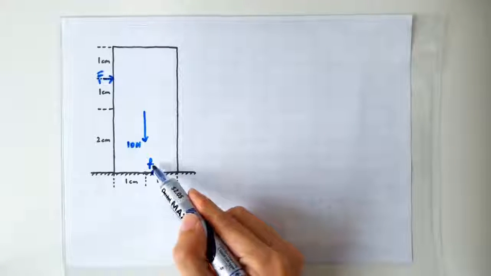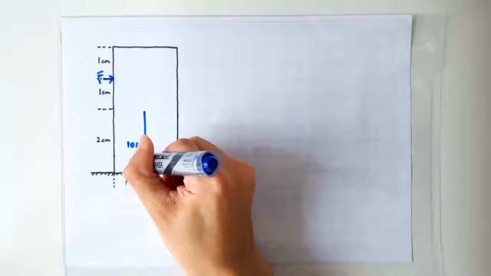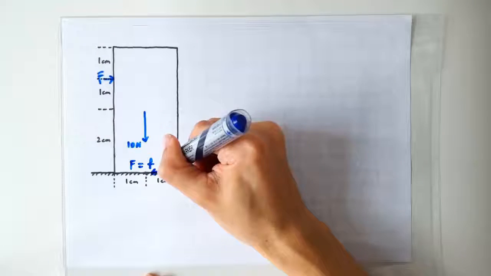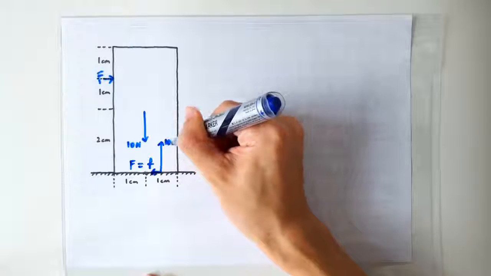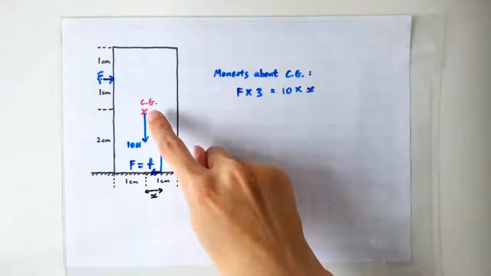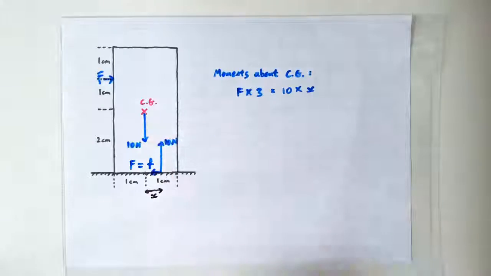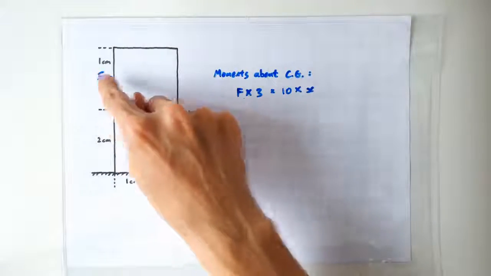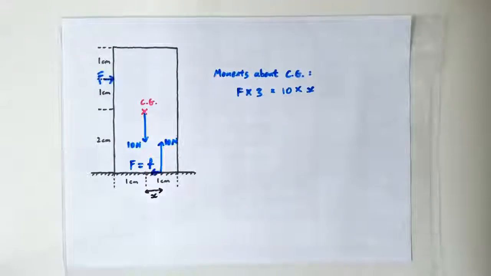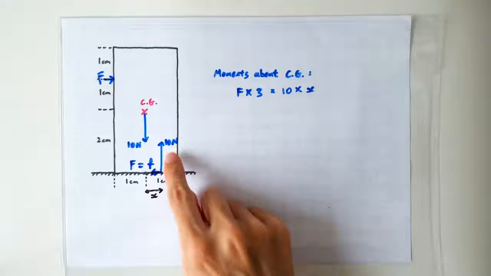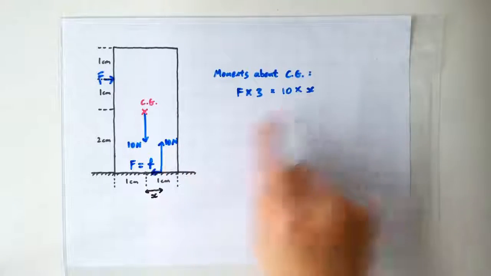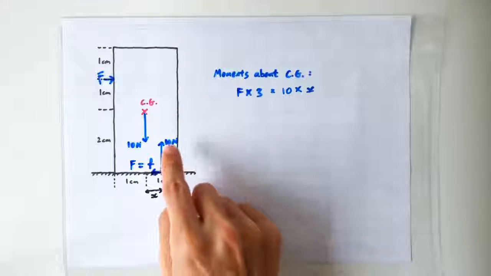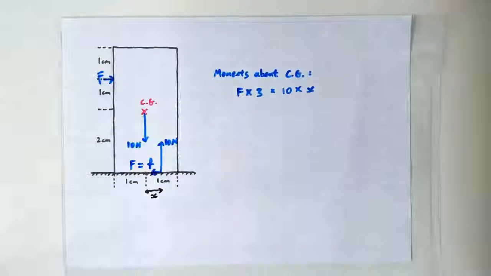In fact, the magnitude of this frictional force must be exactly equal to F. To support the weight of the block, there has got to be a 10 Newton normal contact force acting on the block as well. If we take moments about the CG of the block, then we have the clockwise moments created by this couple. So F times 3 cm is balanced by the anti-clockwise moments produced by this 10 Newton force here. So 10 Newtons multiplied by, let's call this x, the distance between the line of action of the 10 newtons and the CG of the block.